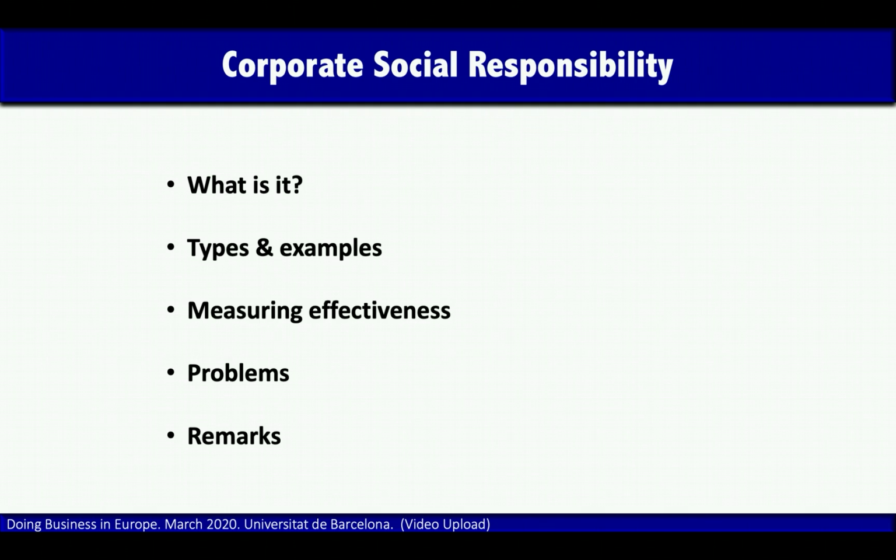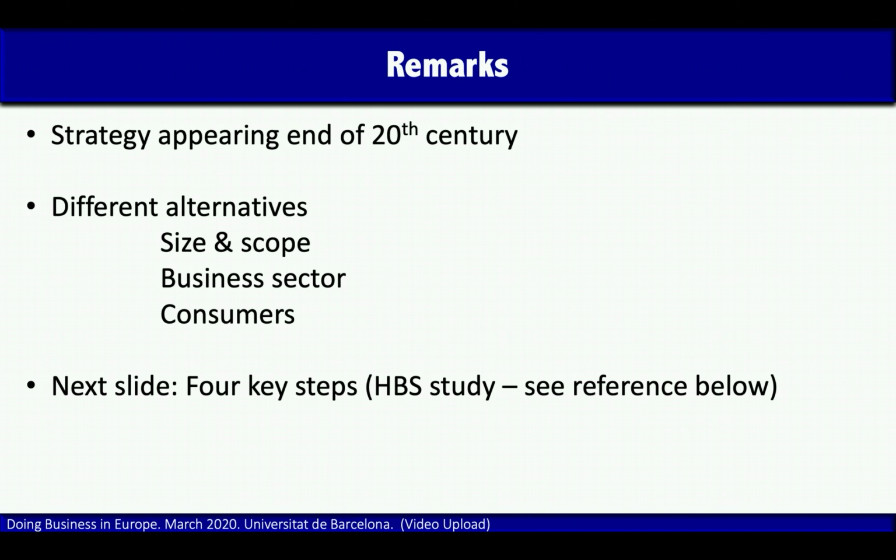right? So let me just give a couple of remarks to summarize this. So CSR is a strategy that appears at the end of the century, mostly because of, I wouldn't say a change of values in society, but an evolution of values towards a particular set of values that really care about socially responsible production. There are different ways, of course, that firms can engage socially, and it really depends on the size and scope of the firm, the business sectors they're in, and the type of consumers that they have.